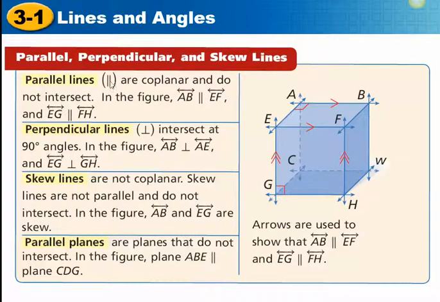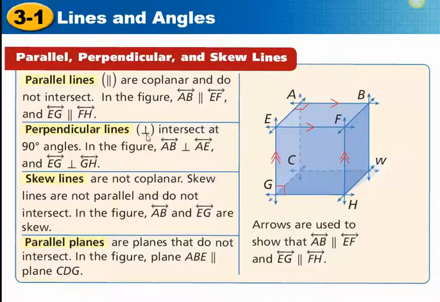Parallel lines can be represented by two up and down lines like that. They're coplanar, so they lie in the same plane, and they do not intersect. So in this figure, line AB is parallel to line EF. Also, line EG, which is right here, is parallel to FH. And there's other parallel lines in this picture, but that's just a couple of them.